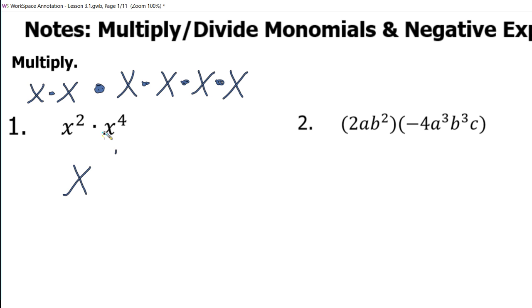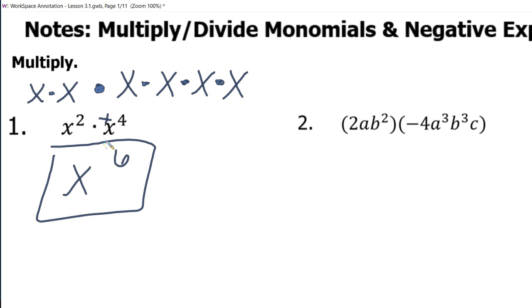Now, hopefully you can recognize a shortcut, that way you don't have to expand the multiplication for each and every single problem. So looking at my answer, it is x to the 6th. Looking at the problem, where did this 6 come from? Yeah, adding the exponents. 2 plus 4 gives us 6. So when the bases are the same and you're multiplying, just add the exponents.